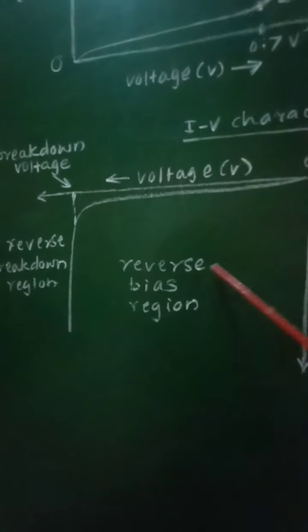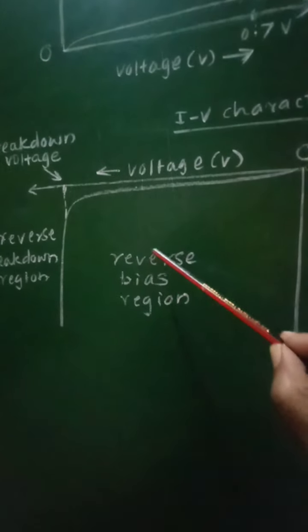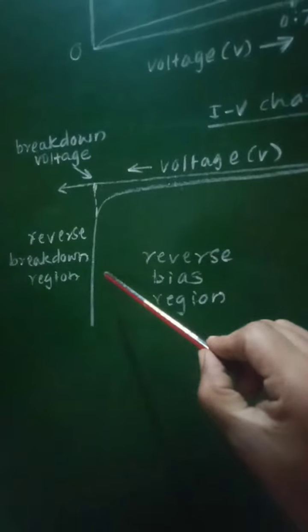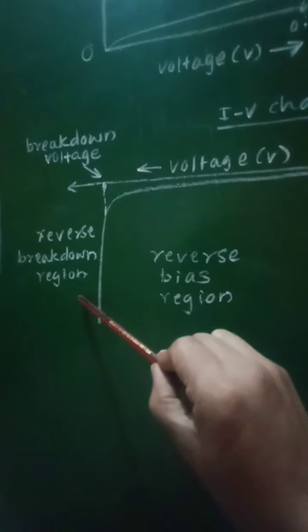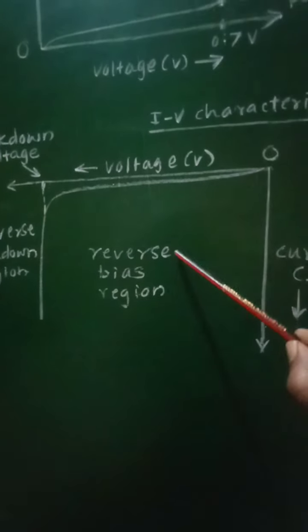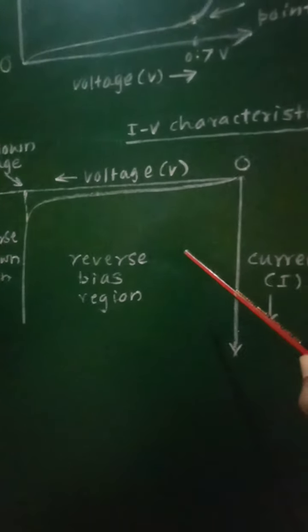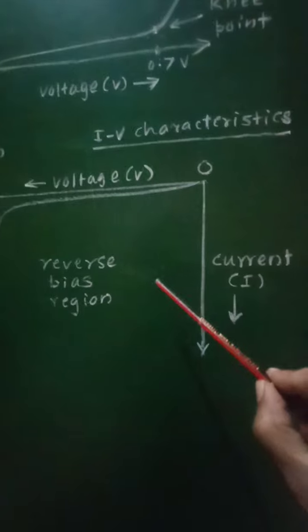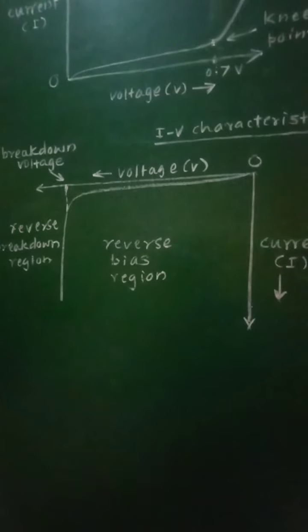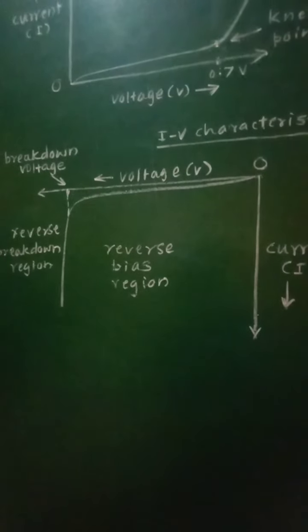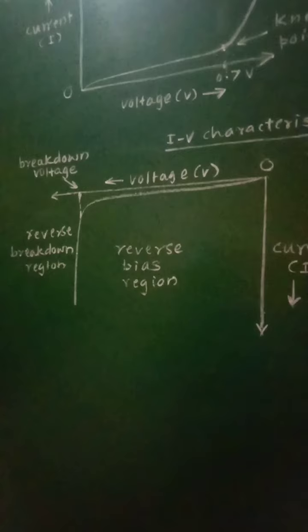The region under this graph is the reverse bias region, and outside this there will be the reverse breakdown region. So this is the IV characteristics for the reverse bias mode of the PN junction diode. So in this way, the diode can be connected in forward bias mode as well as reverse bias mode.